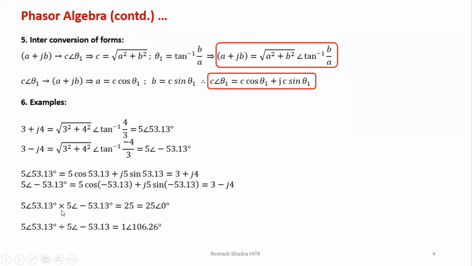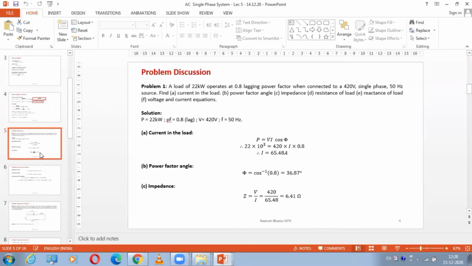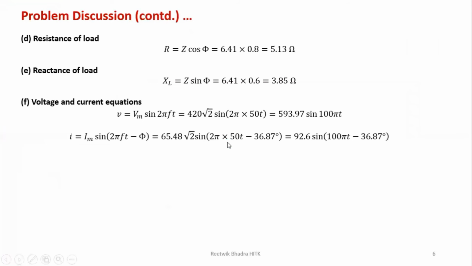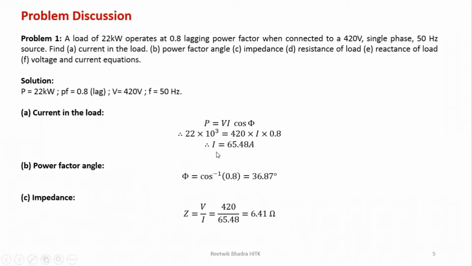Now I have shown some multiplication also. If I multiply these two, 5 into 5 is 25, and the angles get added, so 53.13 minus 53.13 is 0. If you do division, 5 by 5 is 1, and the denominator angle goes to the numerator and becomes plus, so 53.13 plus 53.13 gives you 106.26. So this is what you need for conversion. When you study AC problems, I will tell you again. For now we'll go through this because one problem needs it.